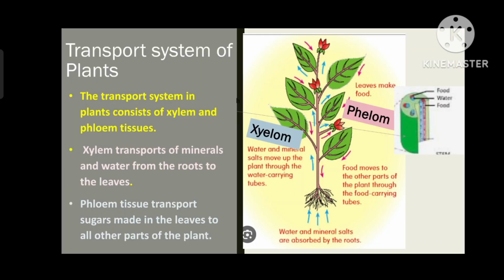Plants consist of xylem and phloem tissues. Xylem transports minerals and water from the roots to leaves, and phloem tissues transport sugars made in the leaves to other parts of the plant. In this picture, you see the xylem and phloem tissues.